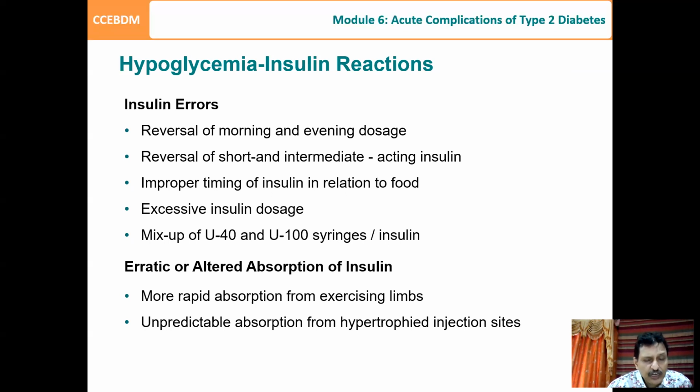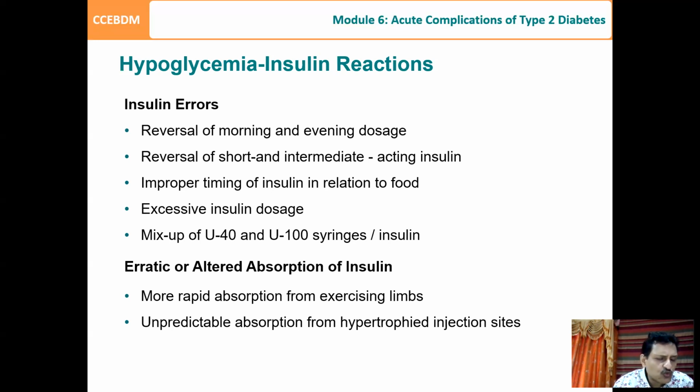If the patient has taken an excessive dose, especially if they mix up the U40 and U100 syringe, it is one of the very common mistakes, and that may have a devastating result. So sometimes the pharmacy has a short supply of U40 syringes and they give a U100 syringe. And if they have a short supply of U100 syringes, they give a U40 syringe. If you mix up between the U100 and U40 syringe, there is a possibility of a very high insulin dose, 2.5 times, or a very low insulin dose. Both can have devastating consequences.